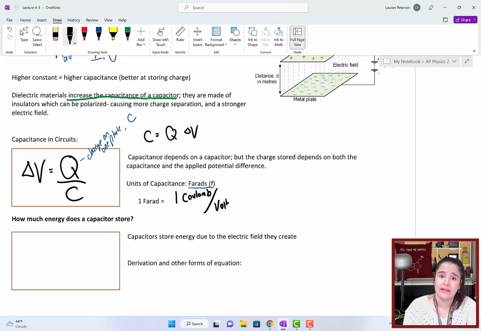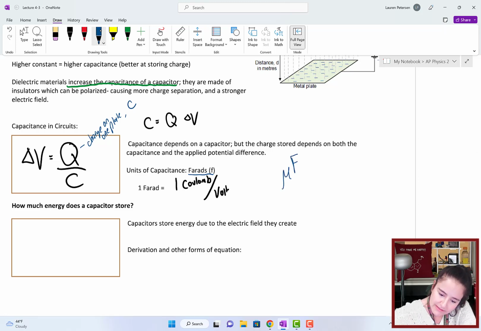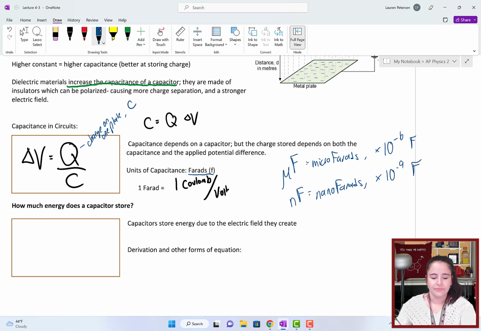Its symbol is a C for capacitance, and its unit is F, not C. C is the unit for charge, coulombs. Okay, remember that. So 1 farad is a really high capacitance. Most capacitances that we'll work with will be in microfarads, which is times 10 to the negative 6 farads, or even nanofarads, which is times 10 to the negative 9 farads.